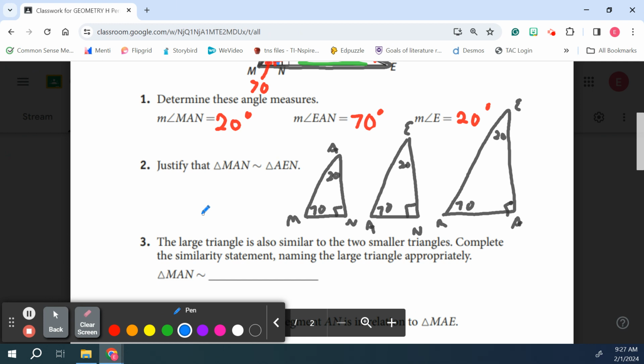Tony? Oh, the angle measure is the same. So what do we call that? They're definitely similar, but how? What'd you say? Angle. So this is angle. What am I missing? Squiggles. We need squiggles. Very good.